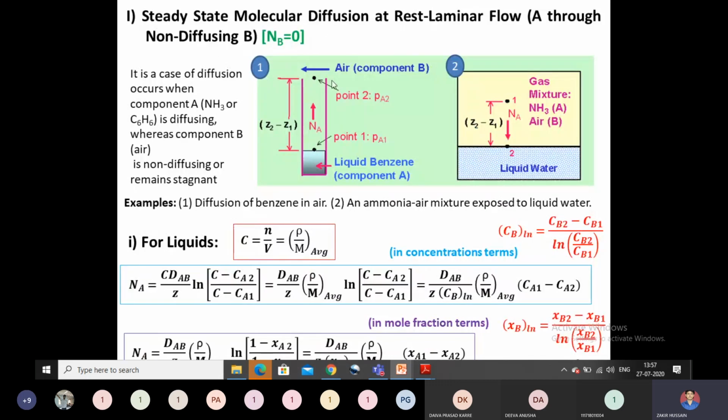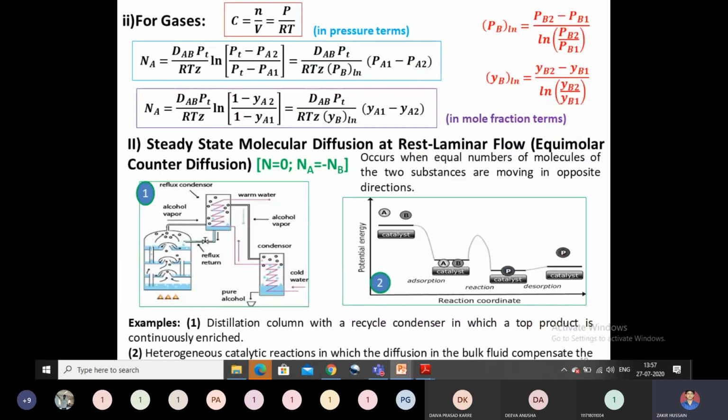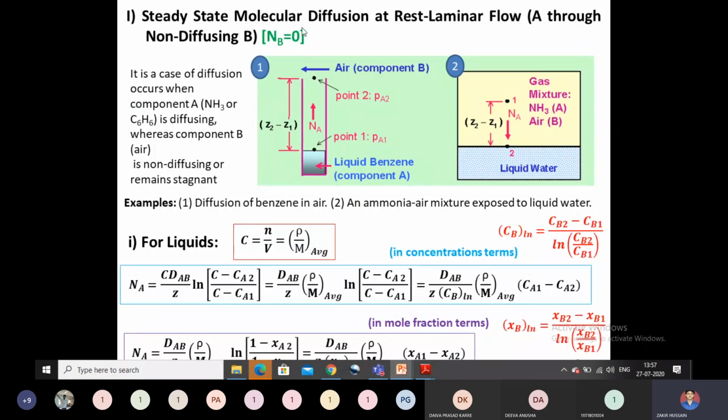There are four different cases. One is steady state molecular diffusion at rest for the A through non-diffusing B case, for liquids especially, and also gases. Then the next one is equimolar counter diffusion. In this also, liquid phase and gas phase are there. The meaning of A through non-diffusing B is that B is not at all diffusing.